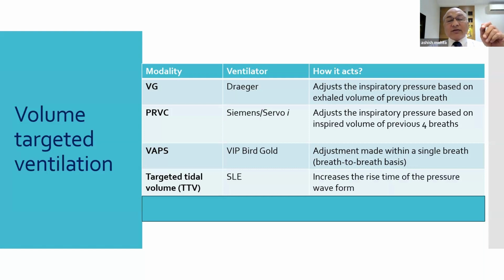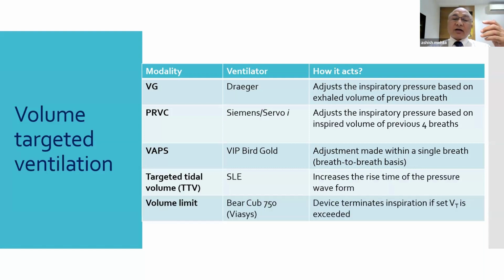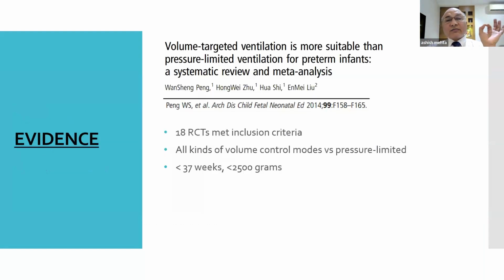TTV is SLE. SLE is using TTV, and Bear Cub 750 VIP is using volume limit. See, all are different ventilators. All are the same or different names for the mode, but ultimately all are volume targeted ventilation.